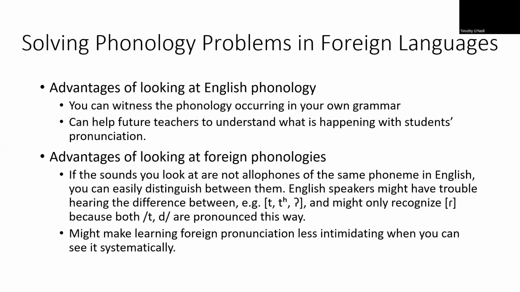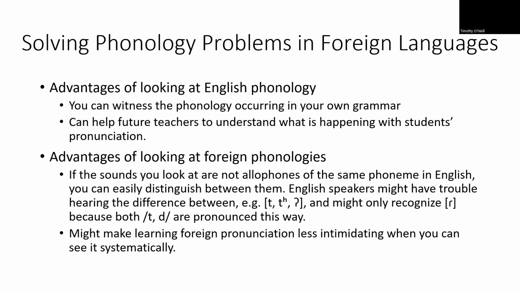So why do we look at those foreign phonologies, especially for those of you who had signed up for a class you thought was called Intro to English? Well, it's really helpful because when the sounds you look at are not allophones of the same phoneme in English, you can easily distinguish them, right? So when we look at Spanish and hear them saying S sometimes and Z other times, that's so easy for us in English because we have minimal pairs like Sue and zoo that can help us distinguish them.